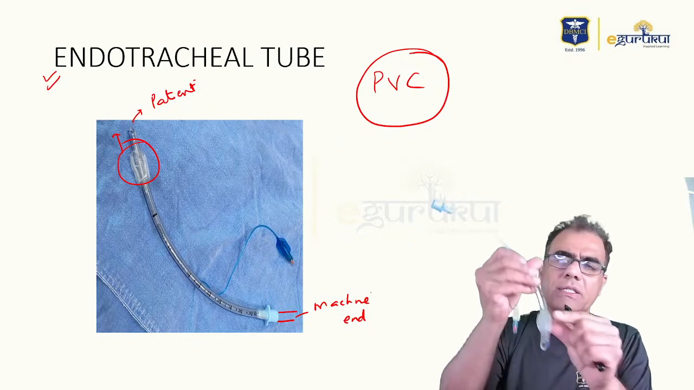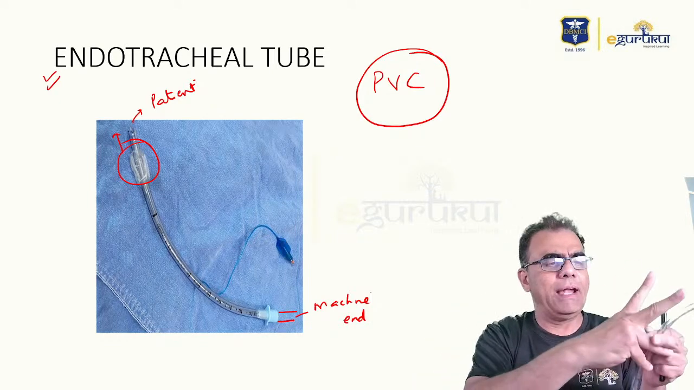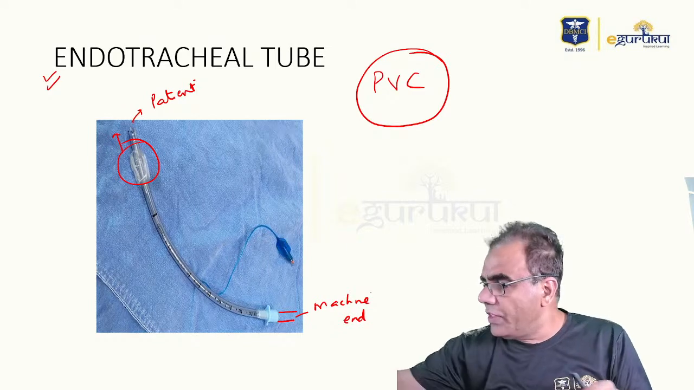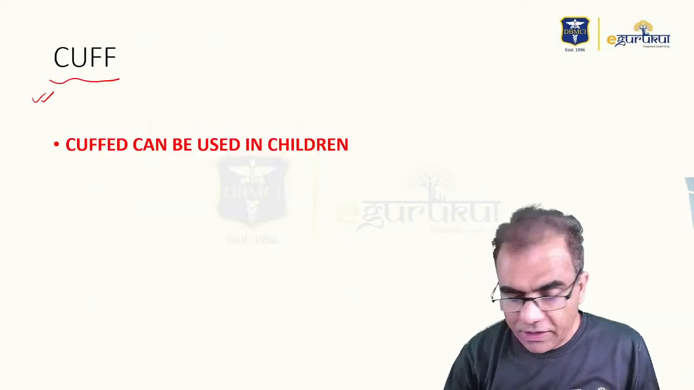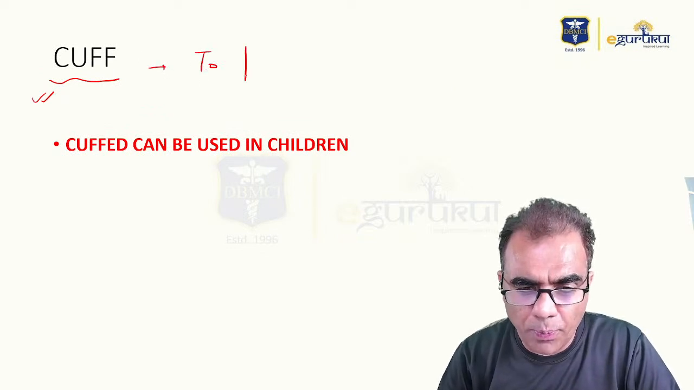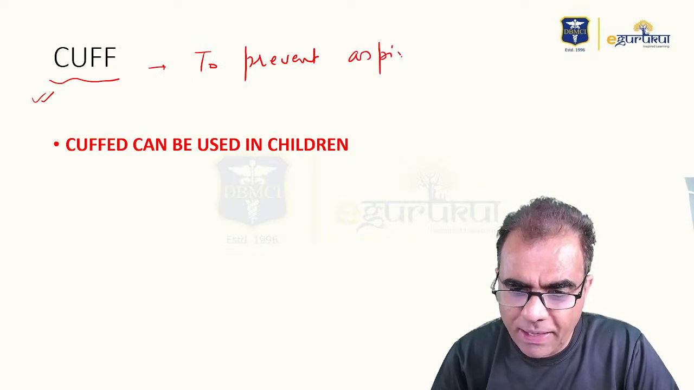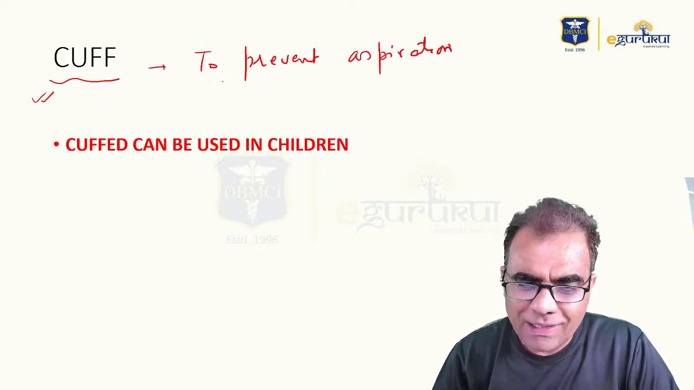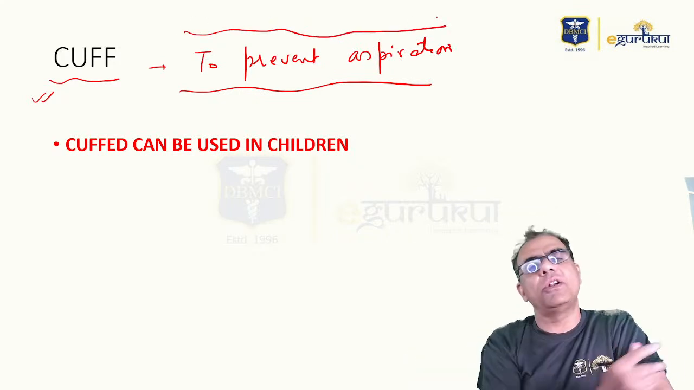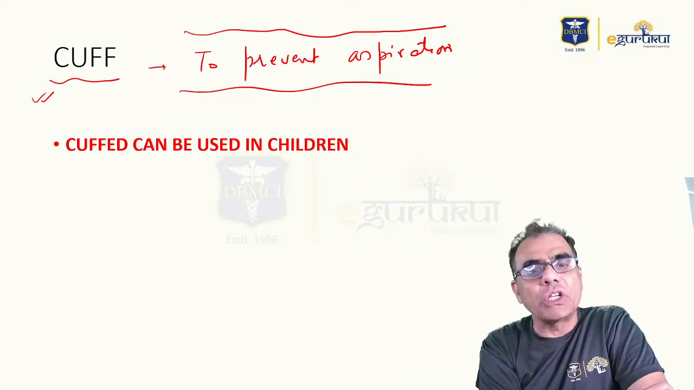This is the tube and this is the cuff. This cuff can be inflated with this pilot balloon. So what is actually the aim of the cuff? The aim of the cuff is to prevent aspiration. Many times people think that the aim of this cuff is to prevent dislodgement of the tube, but that's not correct. The aim of the cuff is to prevent aspiration.